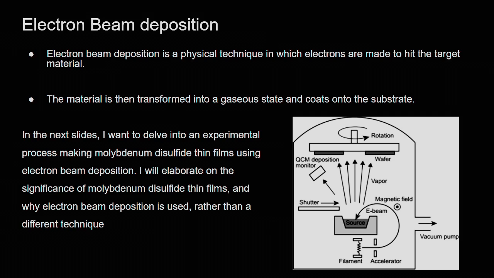So basically, this technique makes use of an electron beam, which electrons are made to hit the target material, thus transforming the material into a gaseous state and coats itself onto the substrate above. So in the image on the bottom right, we can see an electron beam curving and hitting the material. The material turns into a gaseous state and hits the substrate above. So in the next slides, I want to delve into an experimental process based on an article making molybdenum disulfide thin films.